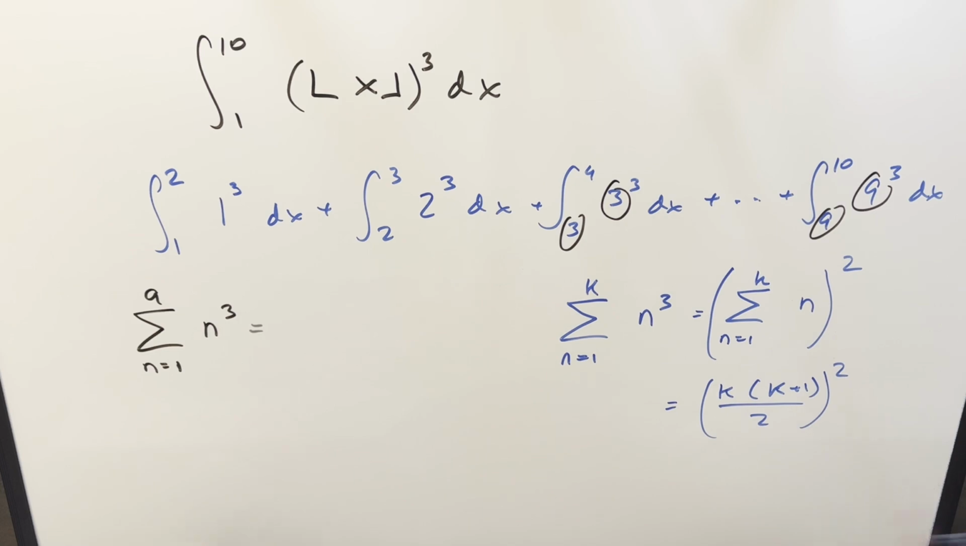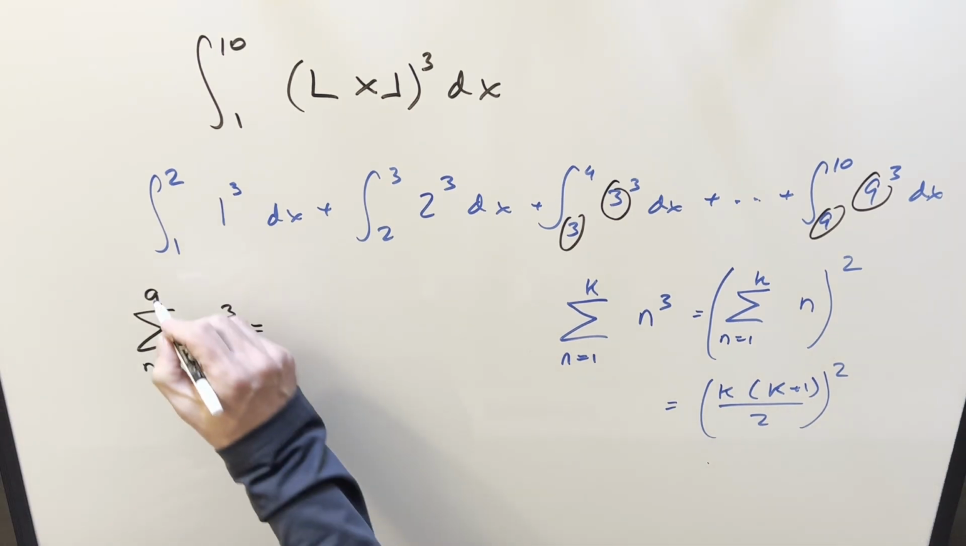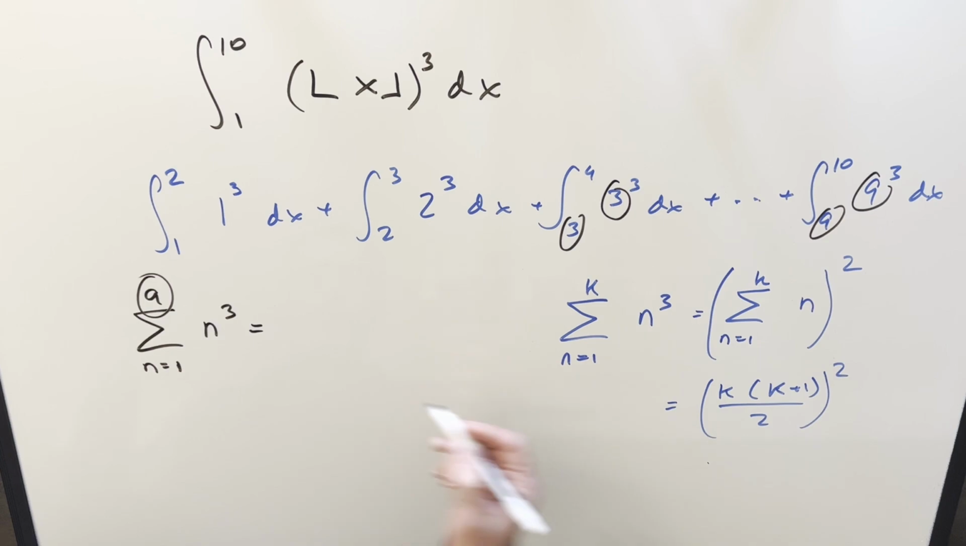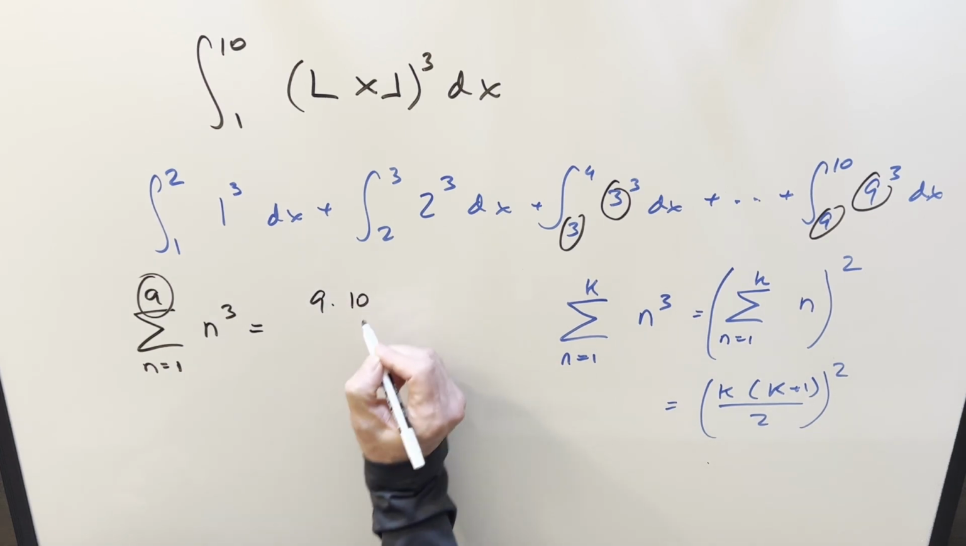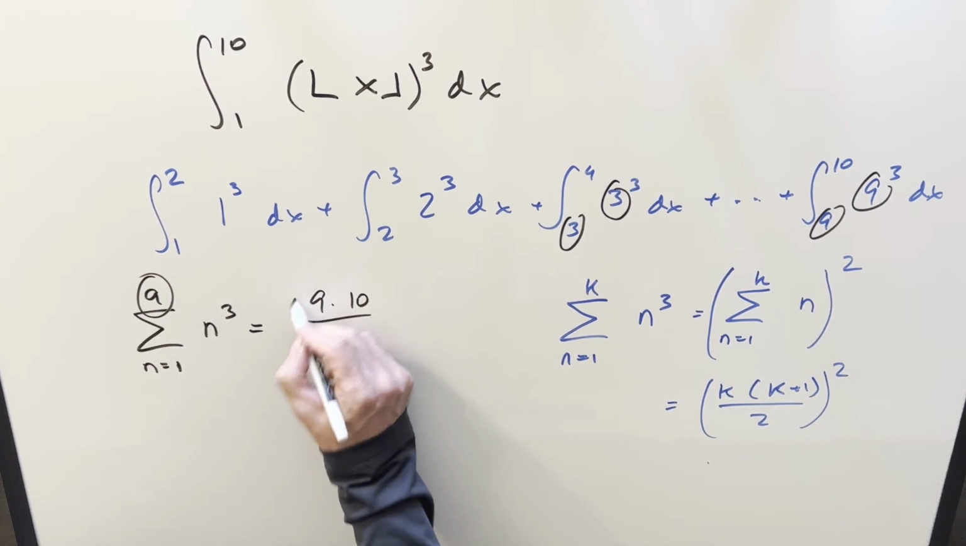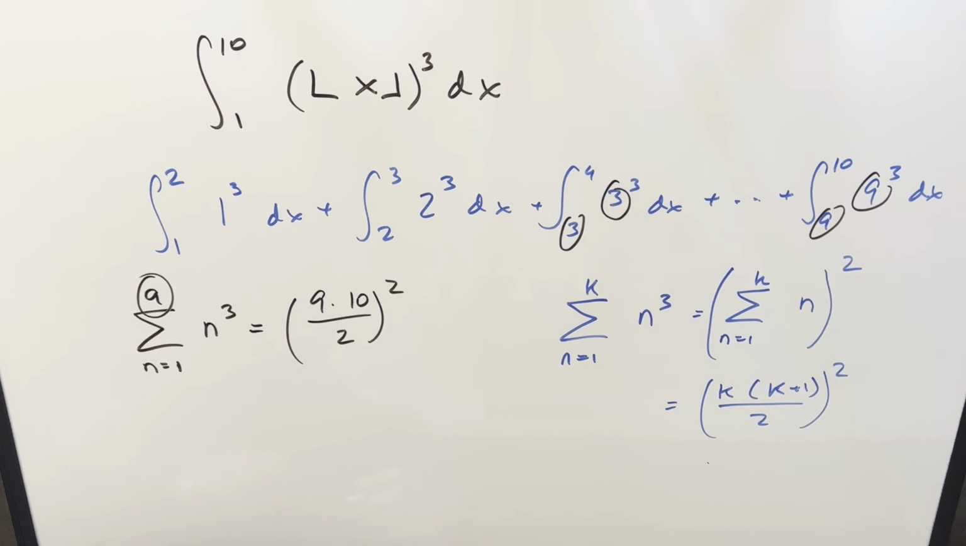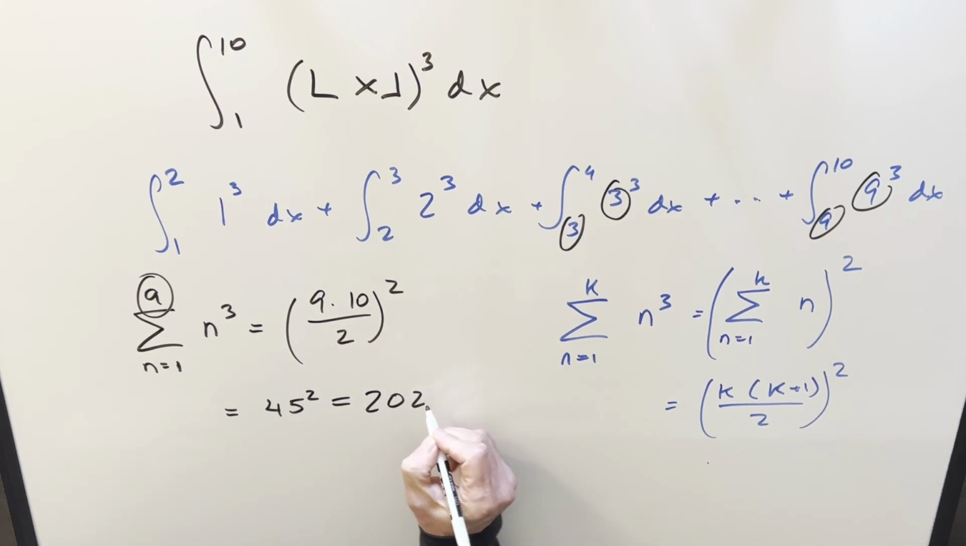So coming back to our problem, all I need to do is use this formula where k is going to be 9. So the numerator is going to be 9 times 10, over 2, all squared. What we have here is 90 over 2, or 45 squared. So for my final solution to this, we have just 2025, and that's it.